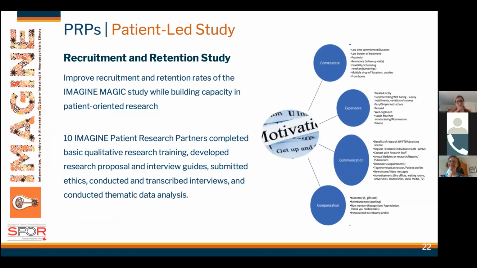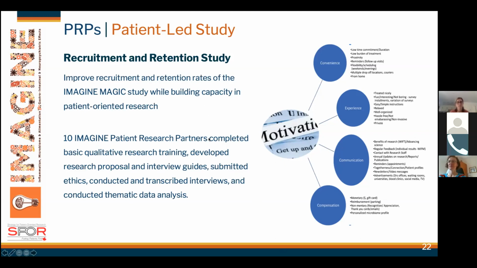So then we'll talk a little bit about a project that we've just wrapped up and now we're into the implementation stage. It's a patient-led study with support from Deborah, an academic researcher, as well as Gail McKean, who's a qualitative researcher at the University of Calgary, and Ida.